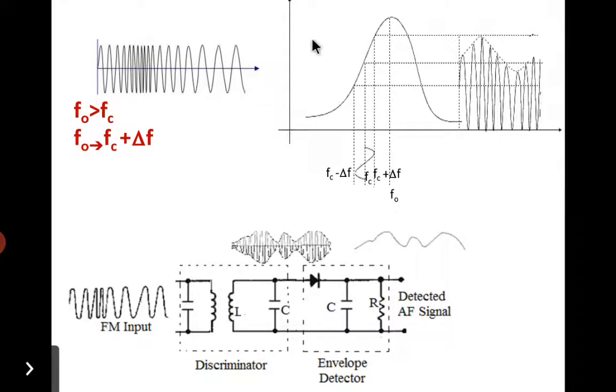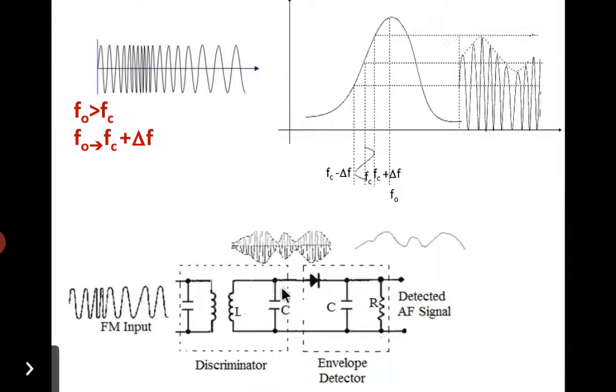Now, the amplitude of the output voltage of the tank circuit depends on the frequency deviation of the FM signal. This change in amplitude results because of the change in the magnitude of the impedance of the tuned circuit as a function of frequency, and this results in effective conversion of the frequency modulated signal to an amplitude modulated signal.